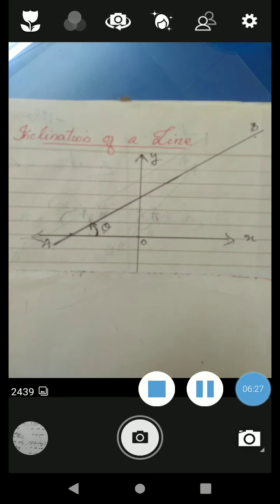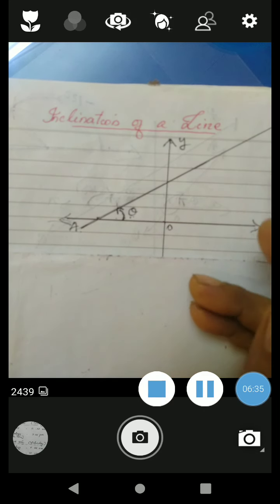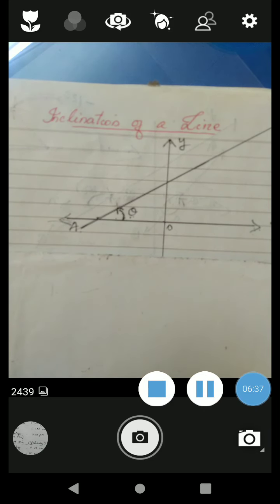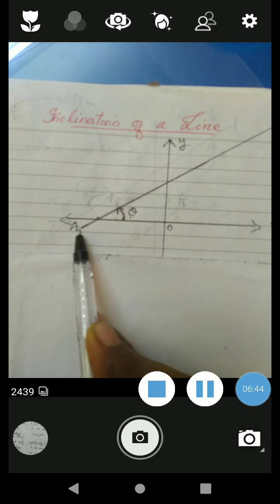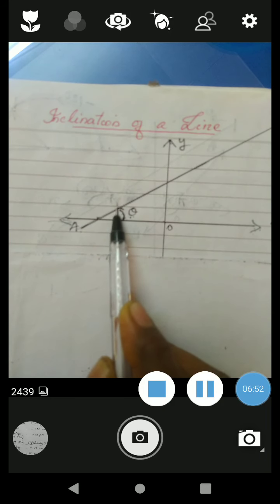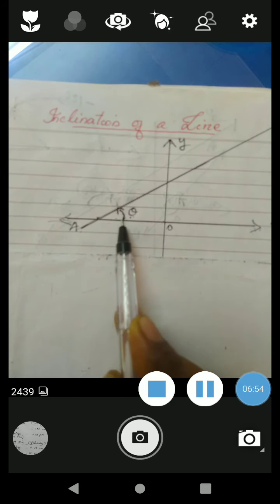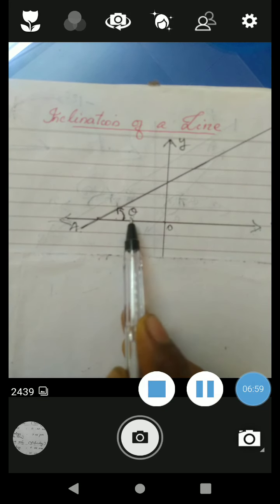Next topic, you just remember what is inclination of a line. You can see a line AB here. The inclination of a line is the angle theta. This is the angle theta, which the part of the line above x-axis makes with the x-axis. This is inclination of this line. If we measure this theta in the anti-clockwise direction, we are taking that theta as positive.